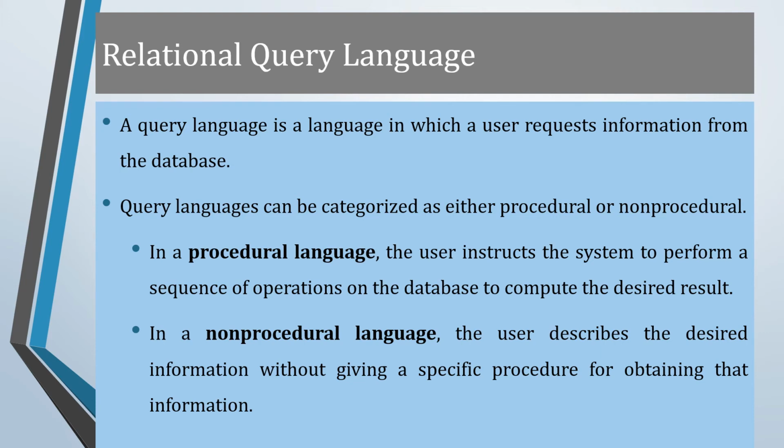In a non-procedural language, the user describes the desired information without specifying the procedure for obtaining that information. Whereas in the procedural language, the user interacts with the system to perform a sequence of operations on the database for computing the desired result. That is, how to get the result will be specified. The operations to perform on the database for computing the desired result will be specified in the procedural language, whereas in the non-procedural language, the user describes only the desired information without giving the procedure for obtaining it.